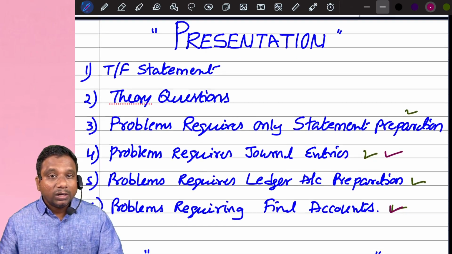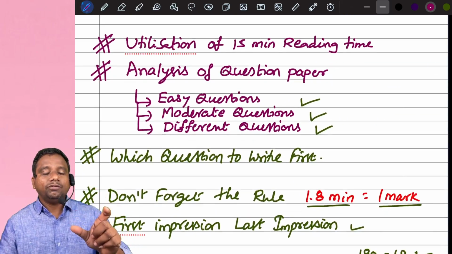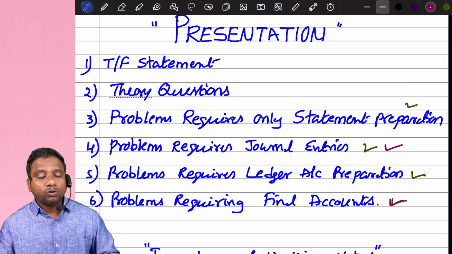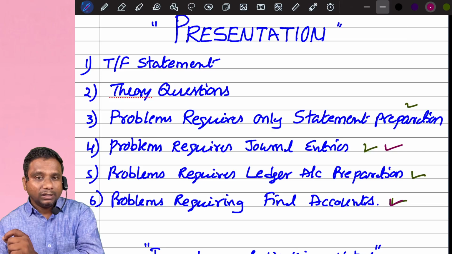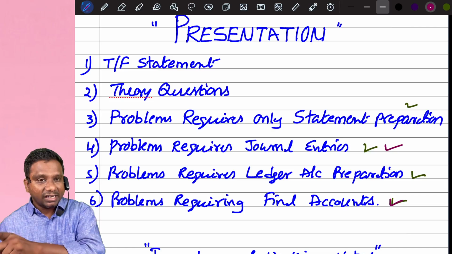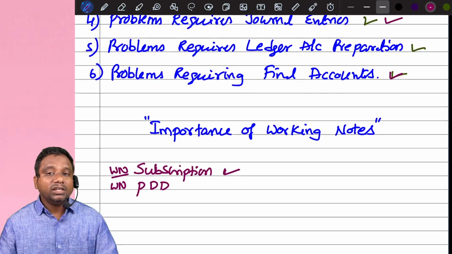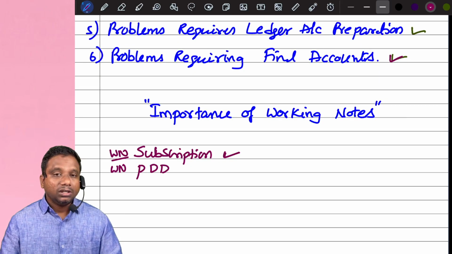Is it clear? So analyze first before starting your answer. Analyze the question paper during the 15 minutes. After starting the answer, based on the type of question, your presentation must be there. Before writing the answer, identify which type of question it is, and based on that, give your presentation. And don't forget the importance of working notes. Very, very, very important. Clear, everybody?